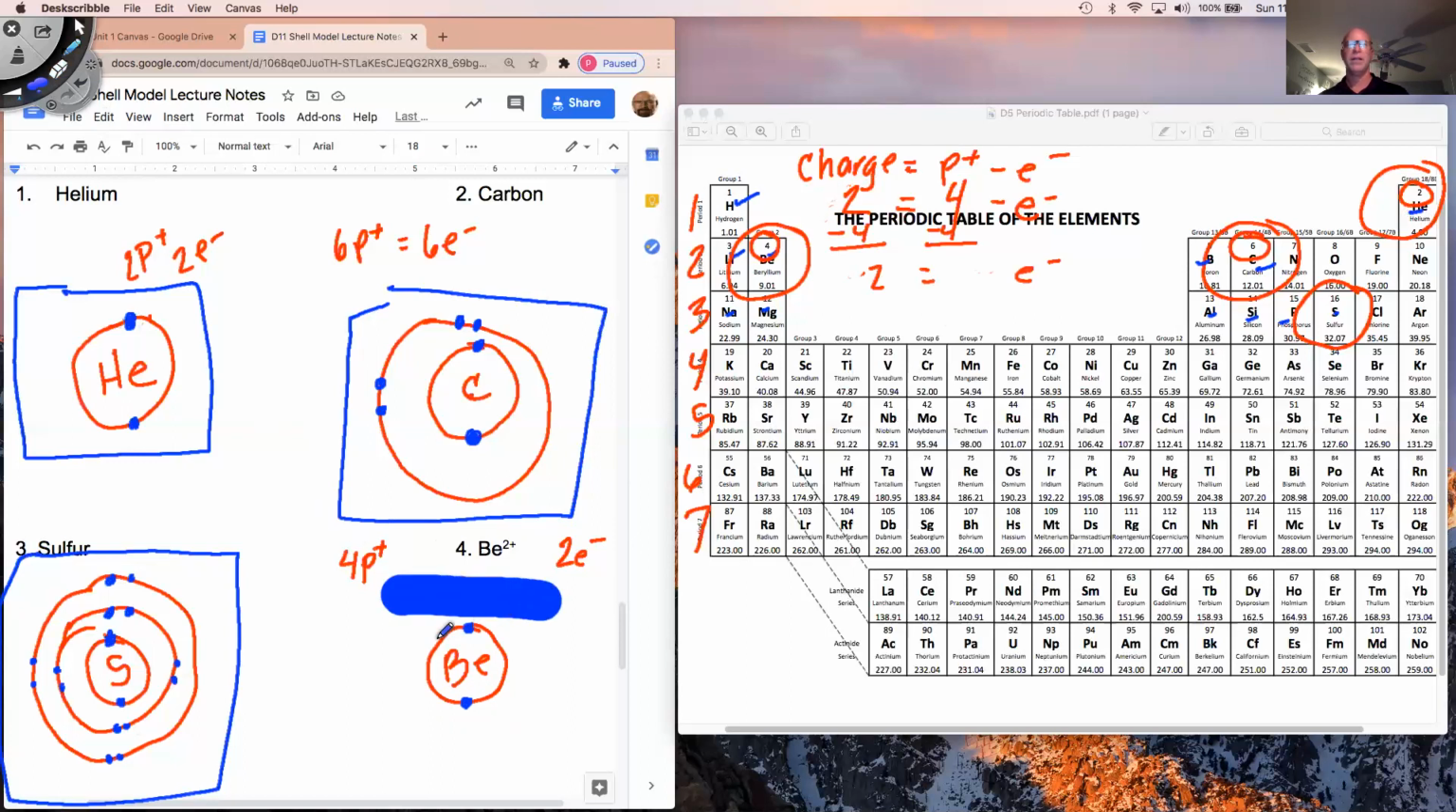Oh my gosh. Man, this thing catches me off guard every once in a while. And this would be our final answer. All right, there we go. So that's how we would draw our shell models, ladies and gentlemen.